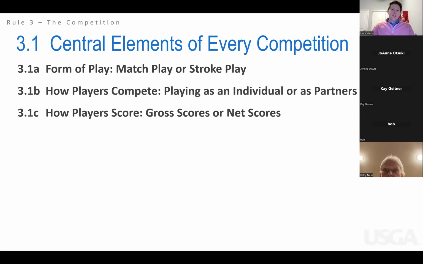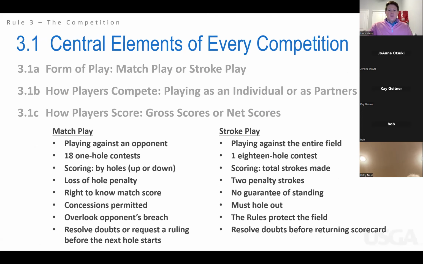So we'll jump into some central elements of every competition. We already went over those basic definitions of what match play and stroke play are and how they relate to each other. But we have a lot of key differences. In match play, we're playing against the opponent versus playing against the entire field in stroke play. In match play, there are really 18 one-hole contests, if you want to think of the round that way. It's not necessarily an 18-hole round like it might be in stroke play. They're really 18 different matches happening over the course of the round. So a little bit different way of thinking of match play versus stroke play.